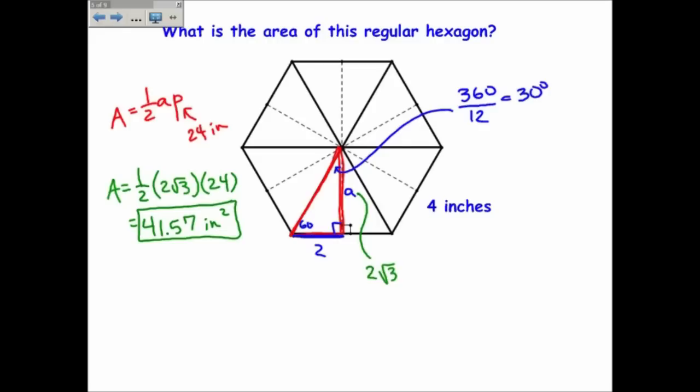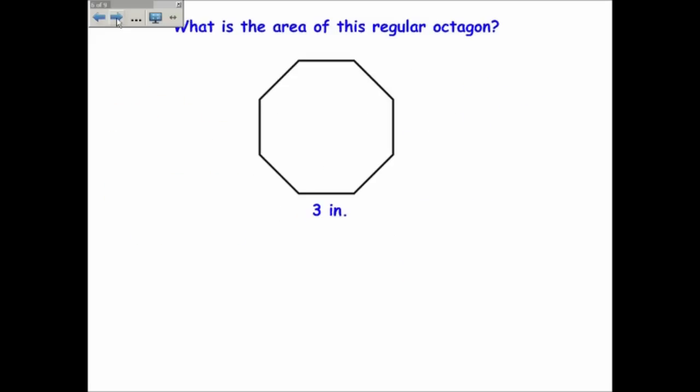Okay, let's try another one. A regular octagon. The formula is still 1/2 the apothem times the perimeter. I'll start off with the perimeter. There are 8 sides in an octagon, and each side is 3 inches. So the perimeter must be 24 inches. To find the apothem, I will draw in this triangle. The length down here is half of the side length, so it's 1.5.